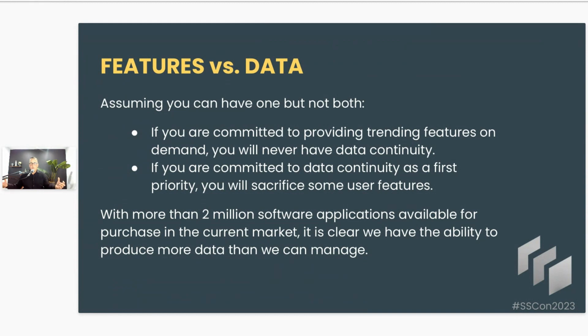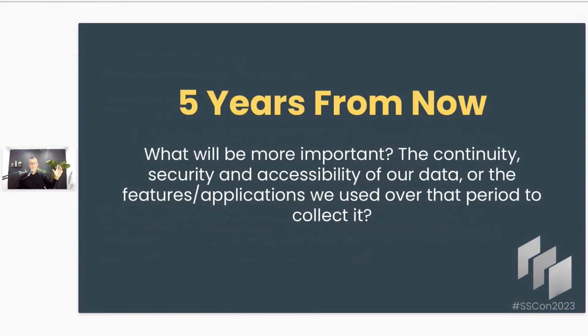With more than 2 million software applications available for purchase in the current market, what will happen is if we pursue the features, we're going to replace systems over and over and over again because we're shooting for the features, and our data continuity issue is going to become bigger and bigger of a problem. And so 5 years from now, if I pursue one or the other, but I can't pursue both of those strategies, where will our organization be 5 years from now? What will be more important? Will it be the continuity and the security and the accessibility of our data? Or will it be the features?